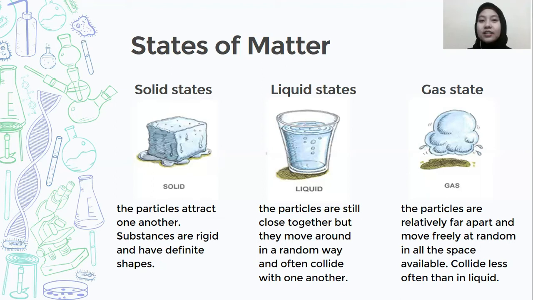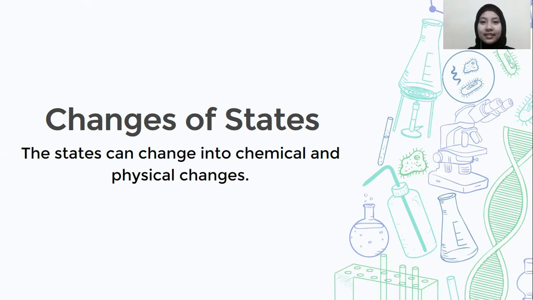So, for changes in the three states caused by temperature, temperature is one of the factors that can cause the changes of state. And next, changes of state. This can be chemical changes and physical changes.